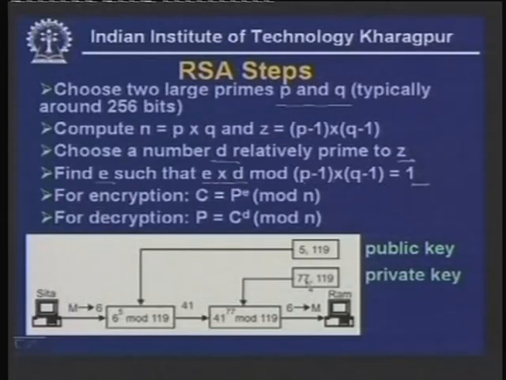So, this is illustrated with an example. As you can see, 5 and 119 is the public key that is being used for encryption. The message or plain text sent by Sita is 6. So, 6 to the power E, which is 5 here, mod 119 is 41, that is the ciphertext C, and C is sent to Ram and the decryption is performed by using C to the power D. So, 41 to the power 77, because here D is 77, mod 119, and to get back the plain text 6. This is the message received by Ram.